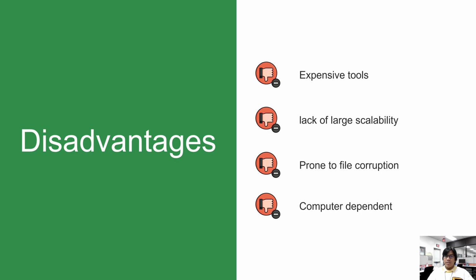The lack of large scalability. DTP also has the downside of occasionally having trouble with extremely complicated large-scale projects. And it is also prone to file corruption. Viruses can damage our files, particularly if we deal with too many sources or external hard drives. And of course, it is computer dependent. Without computer, there is no DTP.